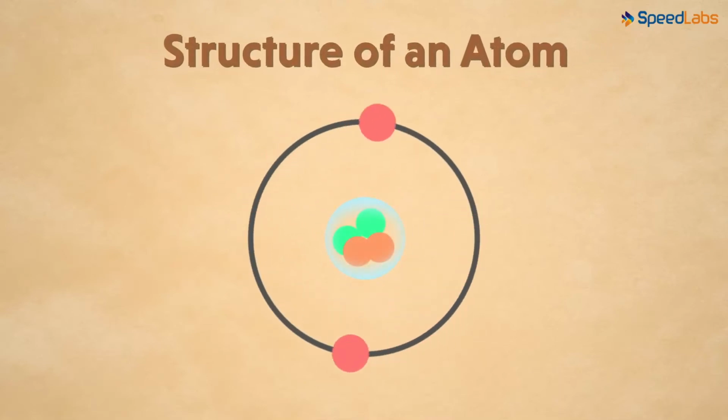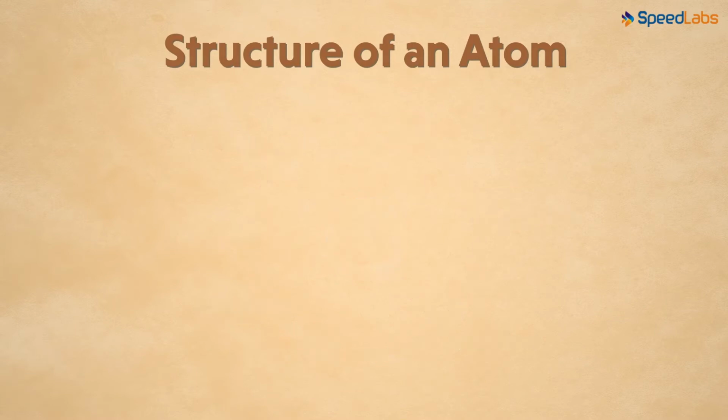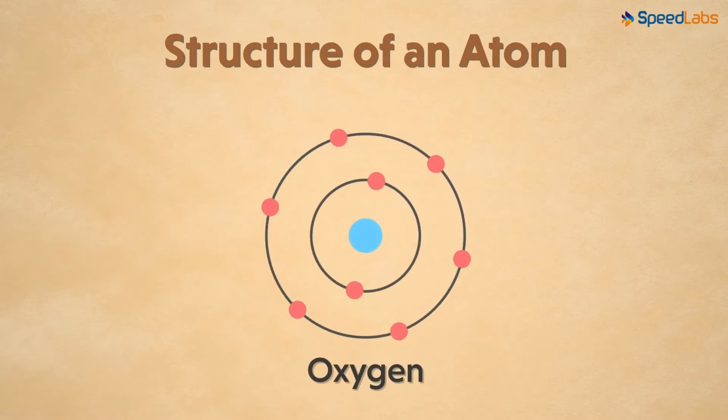Now we know the typical structure of an atom. A nucleus at the center with protons and neutrons surrounded by electrons. For instance, let us have a look at the structure of an oxygen atom. Does it look somewhat like this?